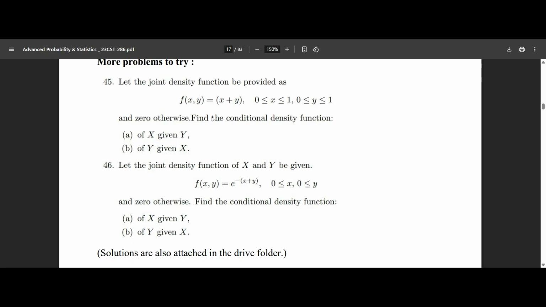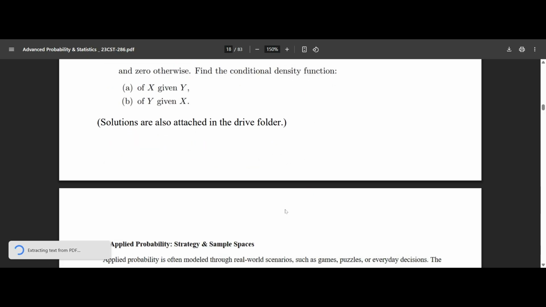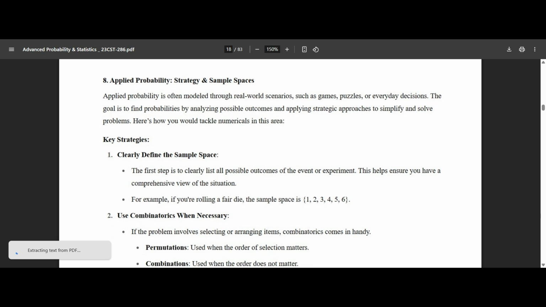The joint function is given. You need to find the conditional density function. Joint function is also given, this is exponential, and find the conditional density function. Applied probability strategy and sample spaces.